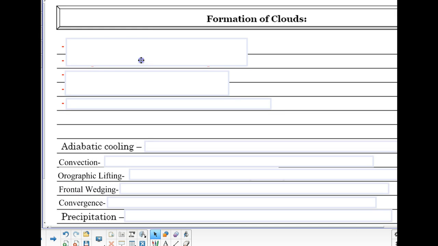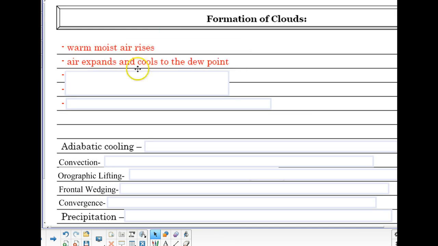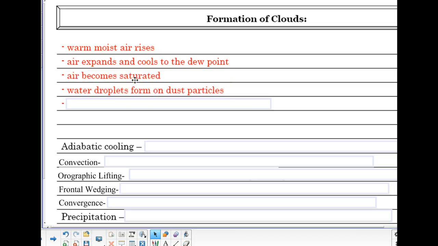Now, these clouds, as we were talking about before, this is what we get. Warm air rises, it may have some water vapor in it, it expands and cools because of that release of pressure. It's that adiabatic cooling. Air becomes saturated, it hits the dew point, gets 100% humidity, water droplets form on the dust particles, and then boom, you get a cloud.